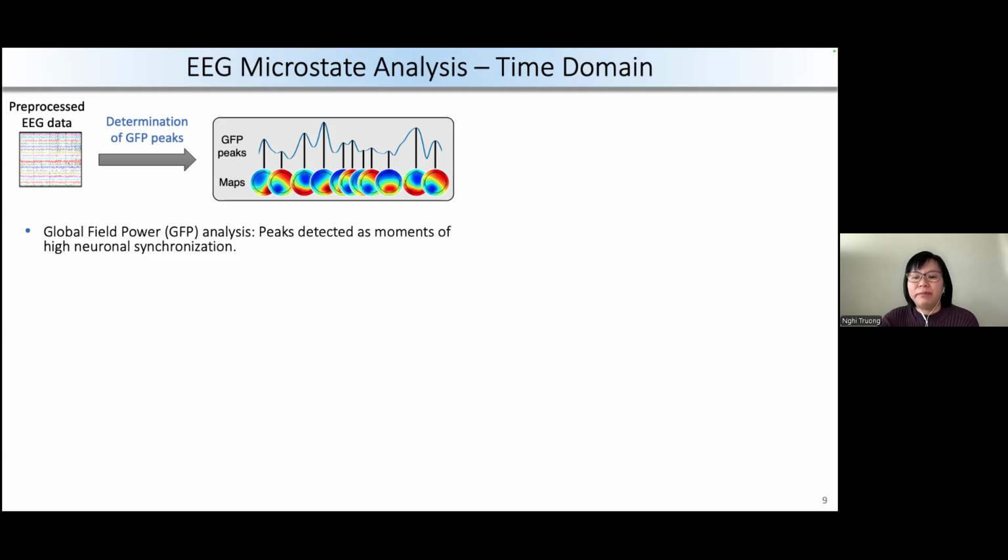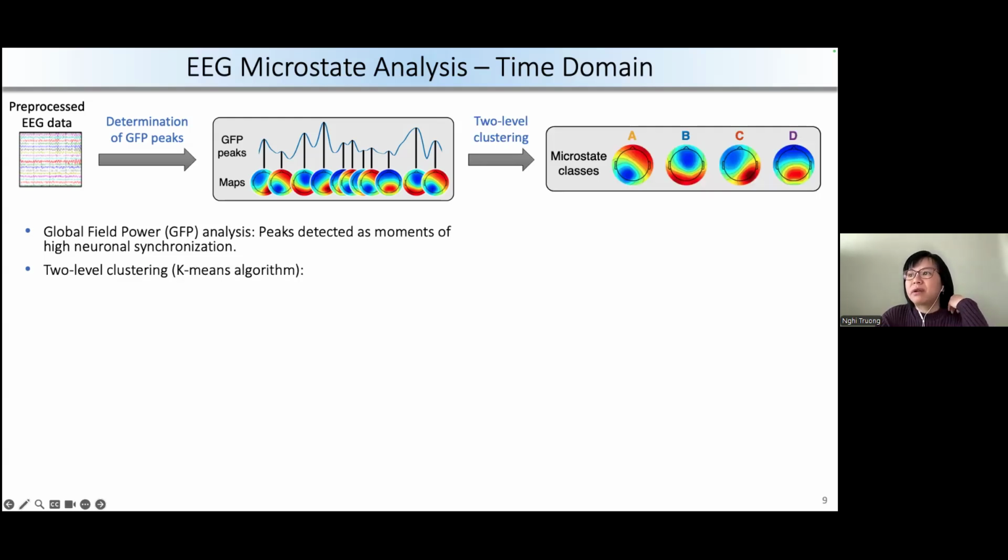So in the time domain analysis, first we have to identify the global field power peaks in the EEG signal. The peaks are detected as moments of high neural synchronization.